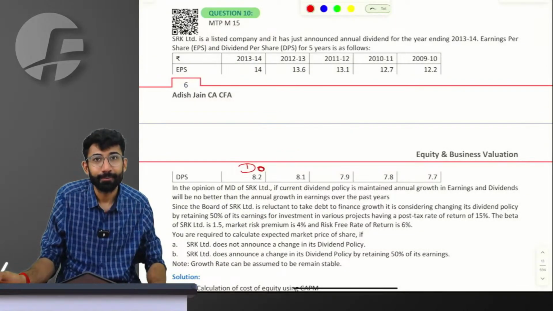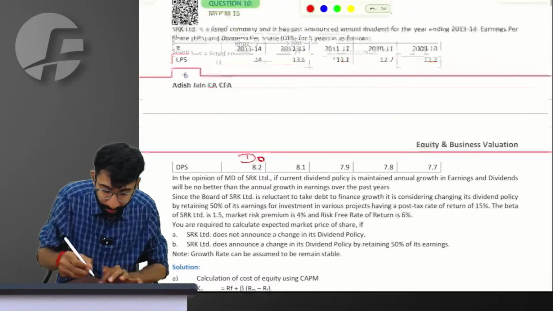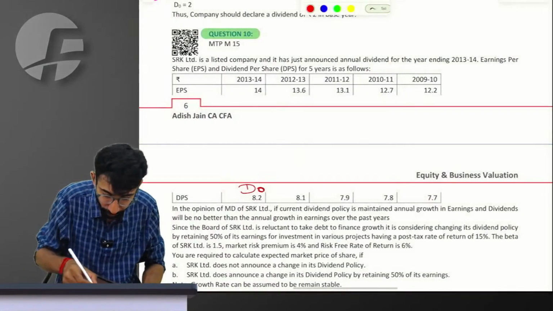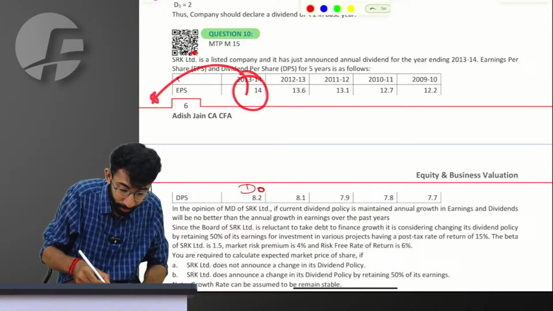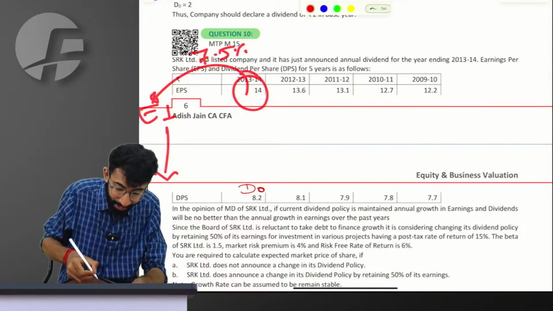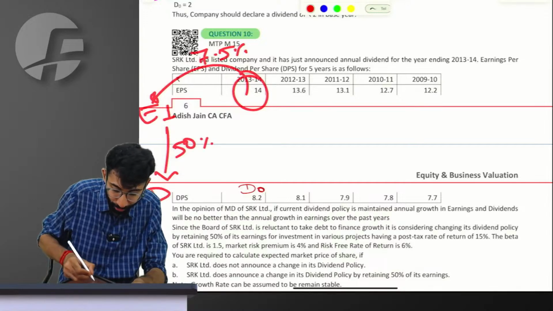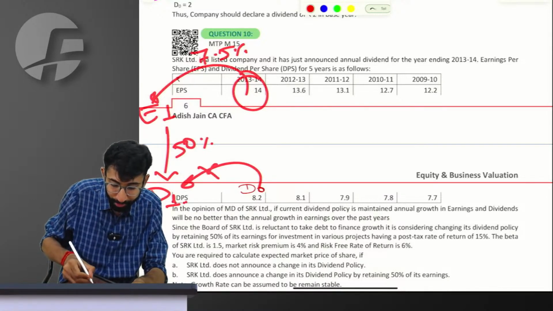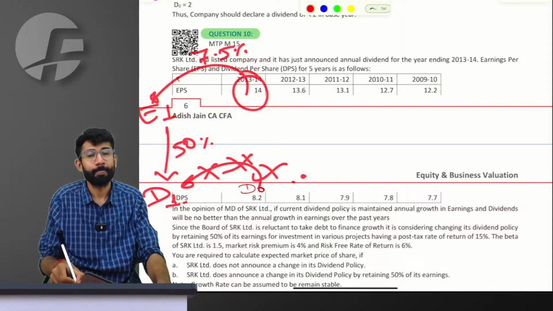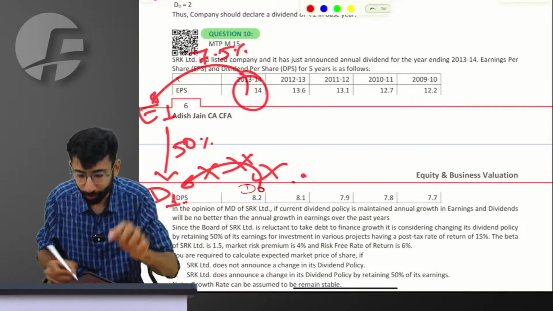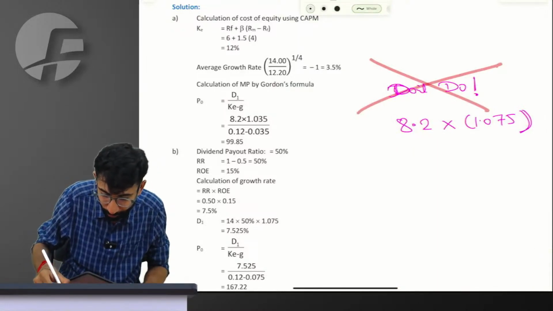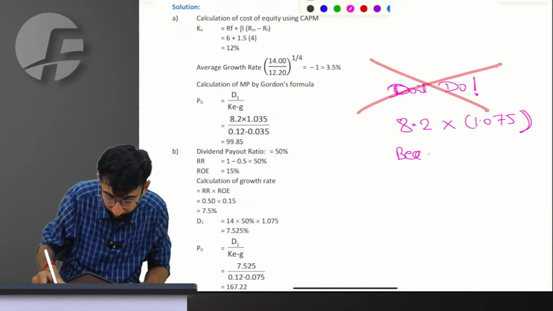Let us proceed. Sir, 14 is my earnings. One second, 14 is my EPS. Earnings will grow by 7.5%. You will get E1. And from that E1, you have to apply the 50% payout ratio to find D1. You cannot directly find D1. This is the clarity of concepts. This is the application of concepts. So please write it down: don't do this because the payout ratio is changing.